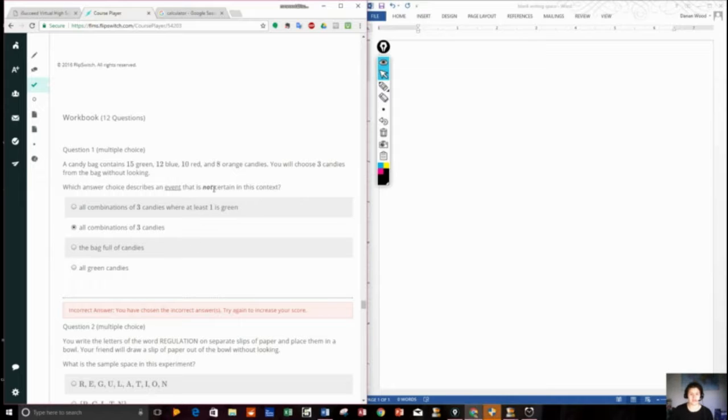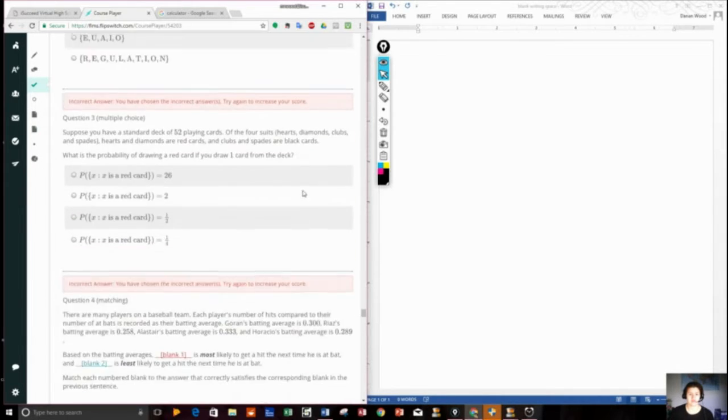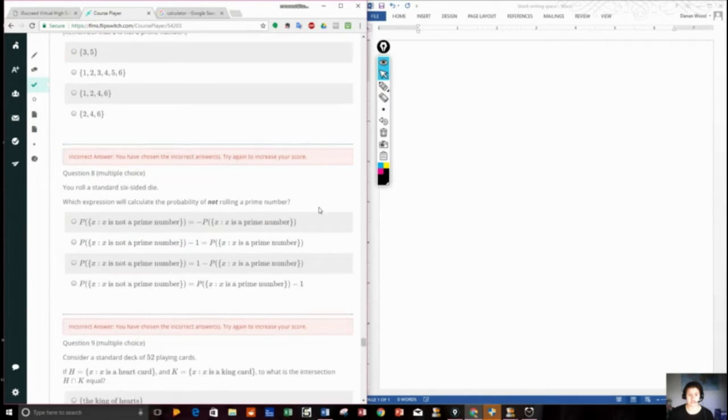Okay, well, an event of this could be all 3 candies. So that is certain. We could have all combinations of 3 candies. We could also have the entire bag full of candies. So that's an event that is certain. I could take an entire bag full. Or another event is that I could have all of the green candies. But what's not certain is that I cannot guarantee that 1 is green, at least 1 is green in all of those combinations of 3 candies. So let's check that answer.